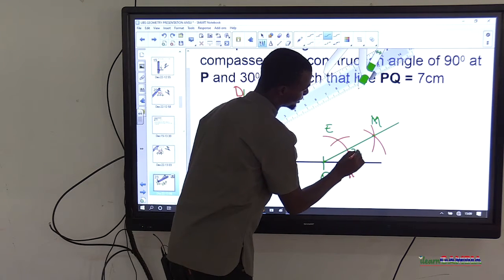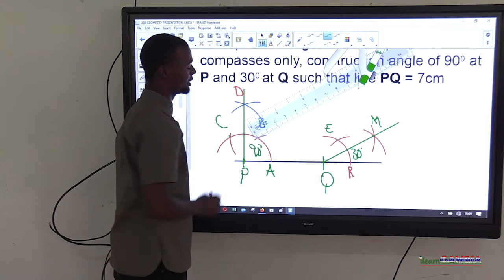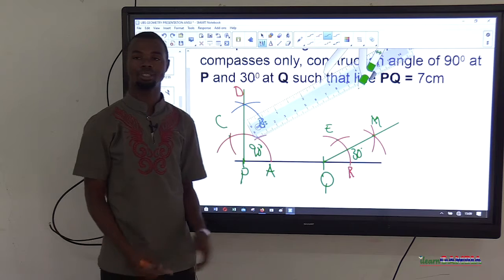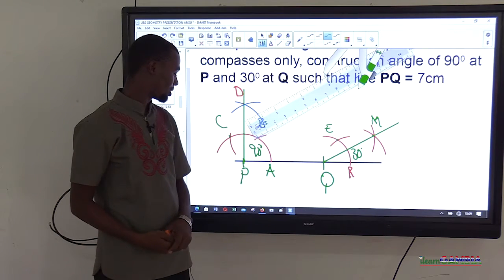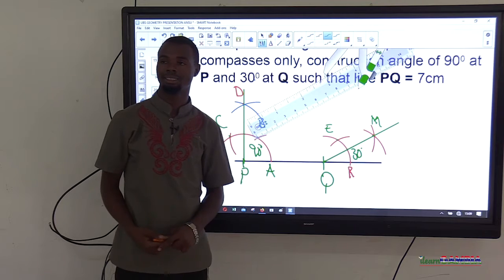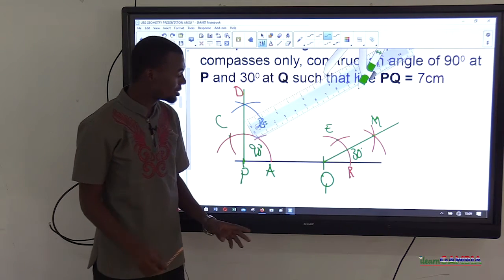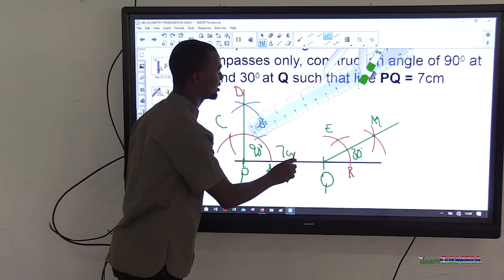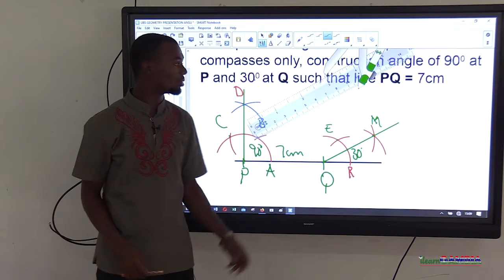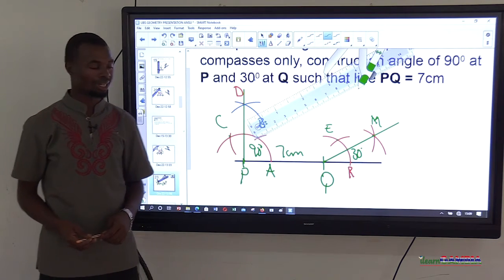This angle is 30 degrees, and here also the angle is 90 degrees. So the objective is to construct 90 degrees at P and 30 degrees at Q. So we have done that on the same line. So our line is 7 centimeter, which we also did. So for this question, this is all you need to do. We look at the next slide.